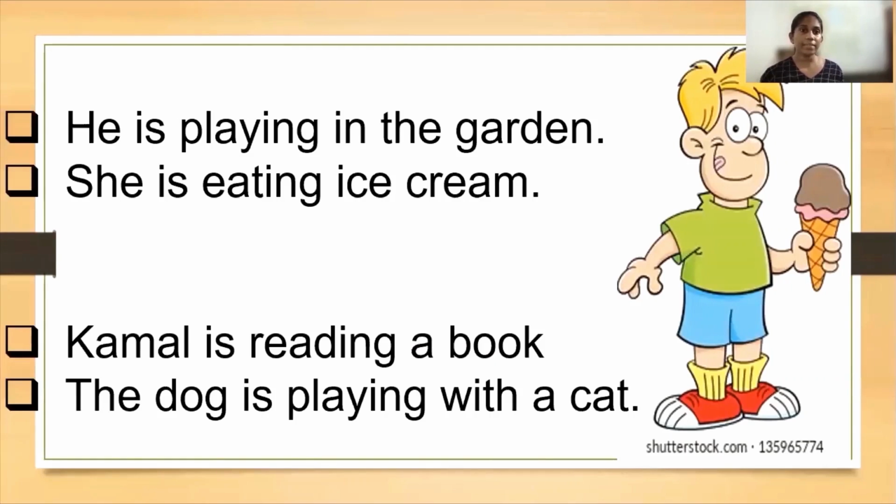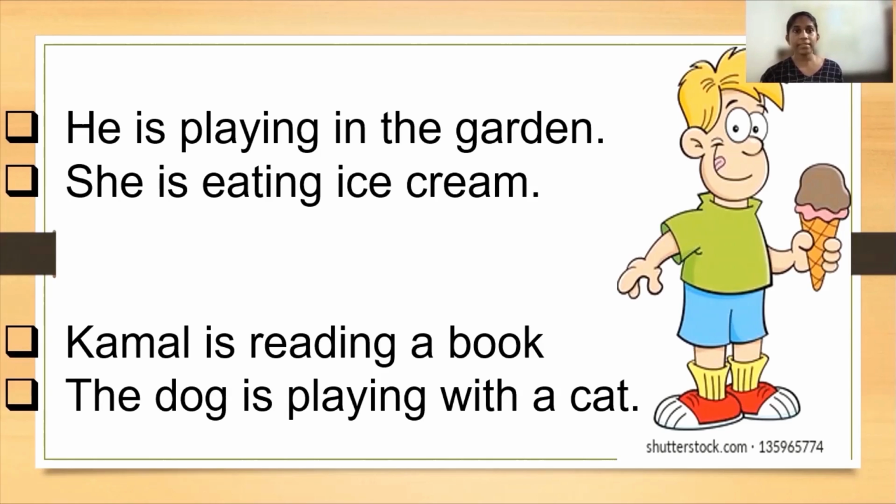Okay, here there are some examples. You see, first one, he is playing in the garden. Here the subject is he. Relevant helping verb is. Why? Because he is a singular subject. So we should use the helping verb is. He is, then we should use the ing form of the verb. He is playing. Okay, in here the verb is play. So as we need to use the ing form of the verb, it has turned into playing. He is playing in the garden.